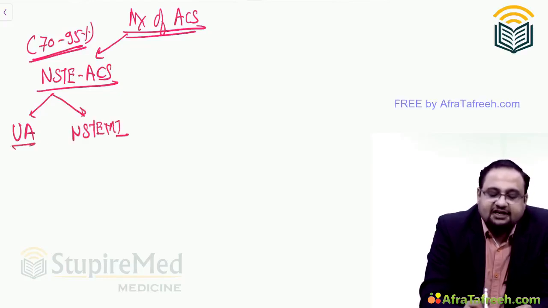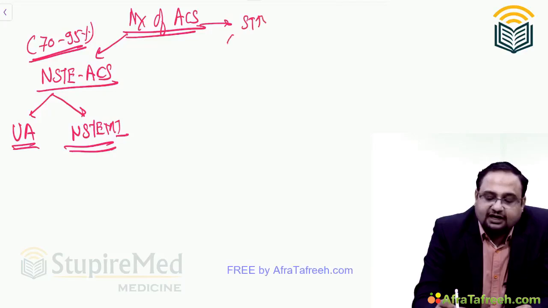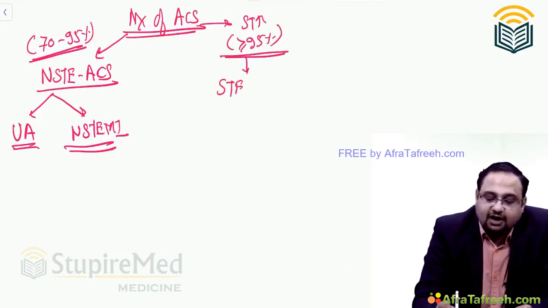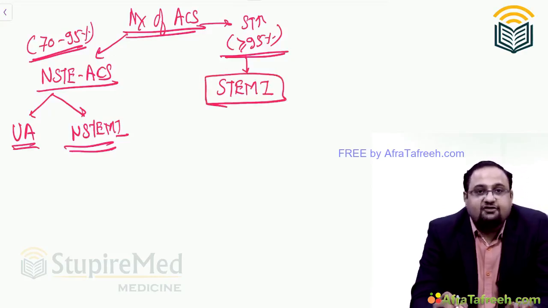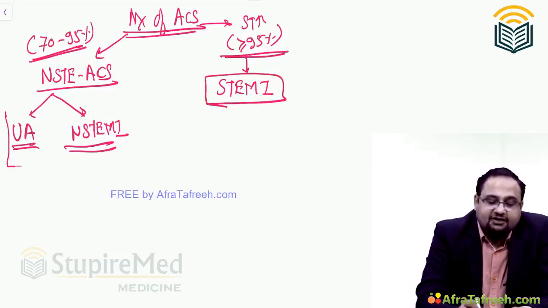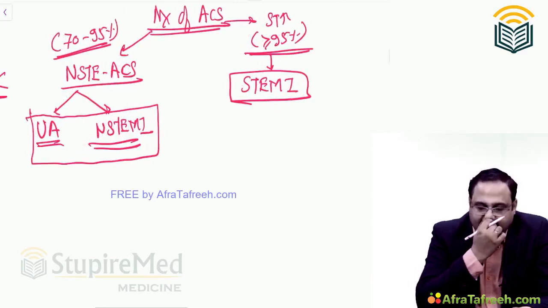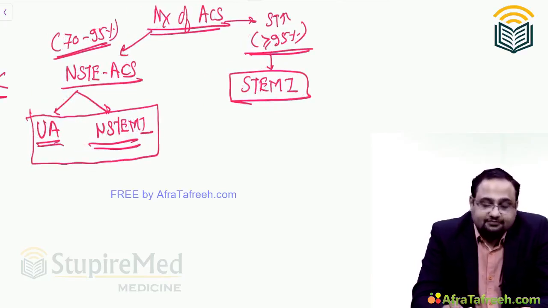We have just now studied this in detail. However, if your ECG is showing ST elevations and the blockage is more than or equal to 95%, almost occluding the artery, you have to label it as ST segment elevation myocardial infarction. Let us first study the treatment of non-ST segment elevation acute coronary syndrome, and then we will study the ST segment elevation myocardial infarction treatment.